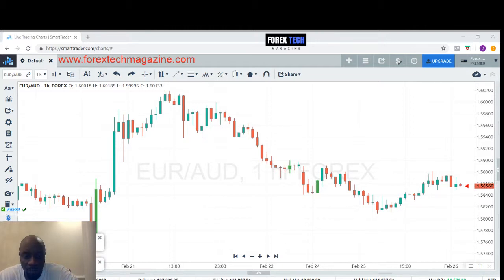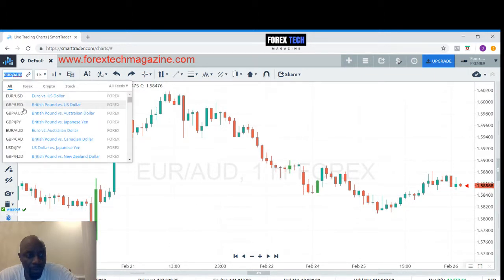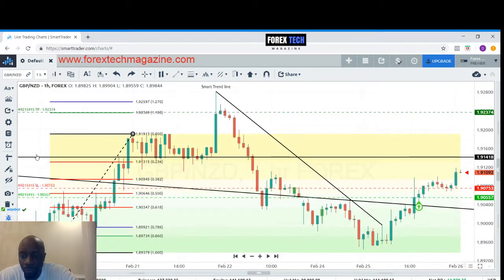Now that we got that out of the way, let's get into what you came here for in the first place, and that is, let's look at some trades. We're not looking at this chart here, because this is not what we're trading. This is the Euro Aussie dollar, and no, we're not trading that. So first of all, let's look at what we've got on the boards.